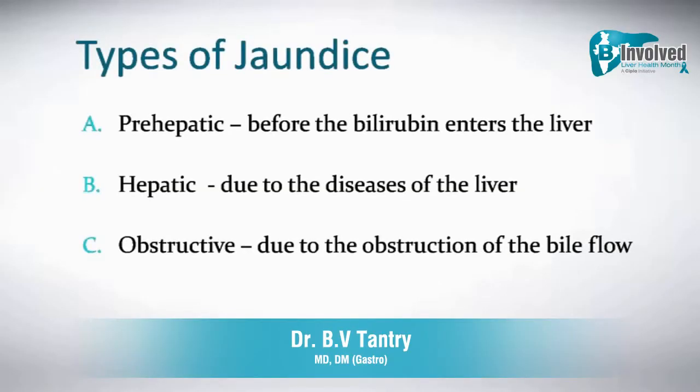What are the causes of jaundice? Now, basically, we clinicians, doctors, classify jaundice into three types. First one is the prehepatic, that means before the bilirubin has entered the liver. Second is hepatic, and that occurs because of diseases of the liver. And the third type of jaundice is known as obstructive jaundice. That occurs if there is an obstruction to the flow of the bile in the bile duct. So these are the three main types of jaundice, and I will be discussing these three types one by one.